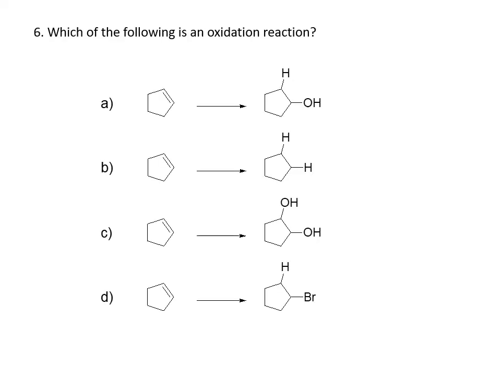Question number 6. Which of the following is an oxidation reaction? We can see that we have 4 reactions and all 4 are addition across a double bond. So both carbons of the double bond may undergo change in oxidation state in the course of reaction. In this case, a reaction is defined as either an oxidation or reduction reaction if both carbons are either oxidized or reduced.